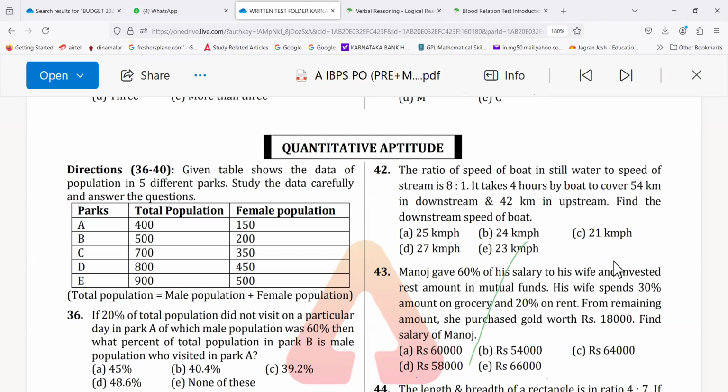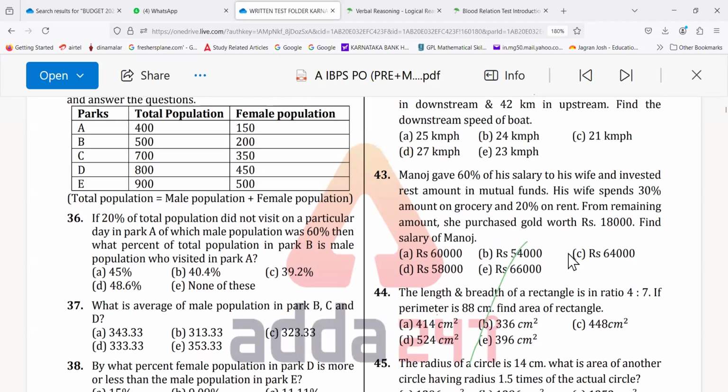54 by 8x plus x plus 42 by 8x minus x is equal to 4. So here, you will get 6 by x plus 6 by x is equal to 4, or x is equal to 3. Downstream speed is equal to 8x plus x, that is 8x is equal to 8 into 3, 24 plus 3 is equal to 27 kilometers per hour. Good. Now please go to question number 43.